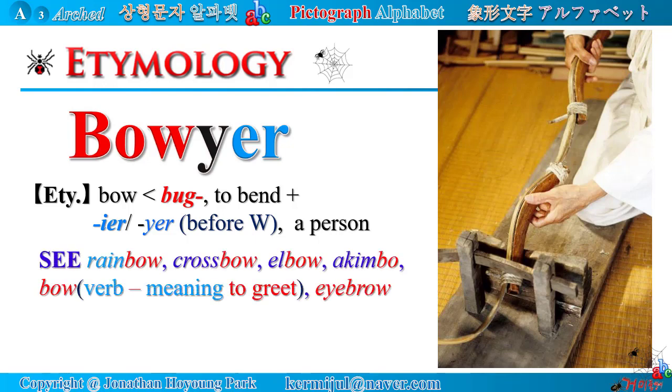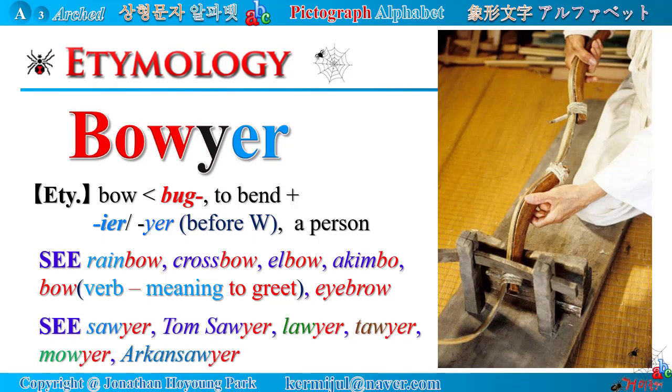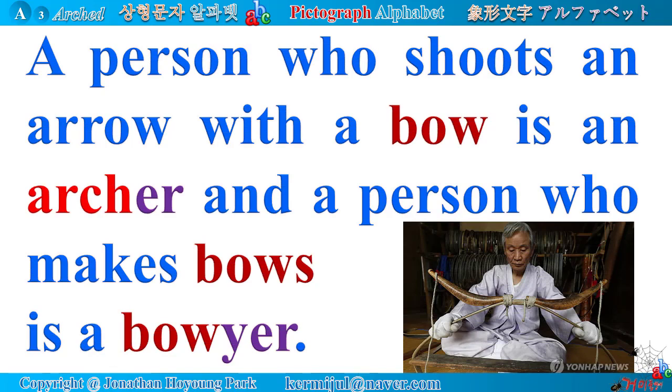There are many related words containing this root, such as rainbow, crossbow, elbow, akimbo, bowel, bow meaning to greet, eyebrow, etc. In addition, there are many related words containing this suffix, such as sawyer, Tom Sawyer, lawyer, mower, Arkansawyer, etc. A person who shoots an arrow with a bow is an archer, and a person who makes bows is a bowyer.